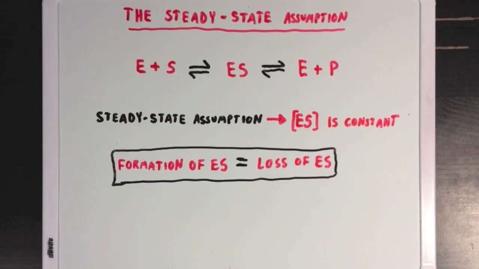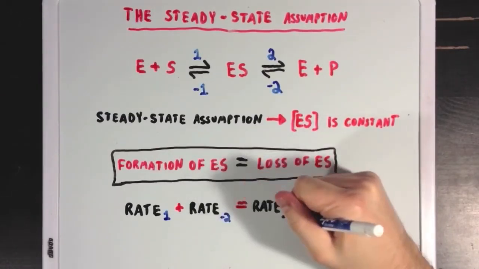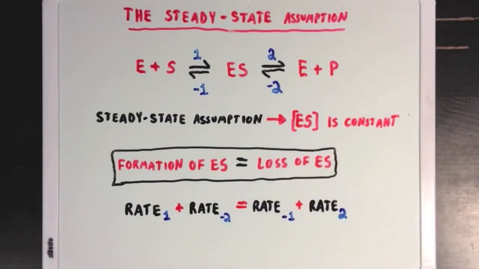Our enzyme substrate complex doesn't have to form products. It could just as easily dissociate back to an enzyme and a substrate molecule. So I'll call these reverse reactions -1 and -2. If we look at that in terms of our rates, we can say that the rate of formation of ES would be the sum of rate 1 and rate -2, since both of these reactions lead to ES. And the rate of loss of ES is equal to the sum of rates -1 and 2, since both of these lead away from ES.